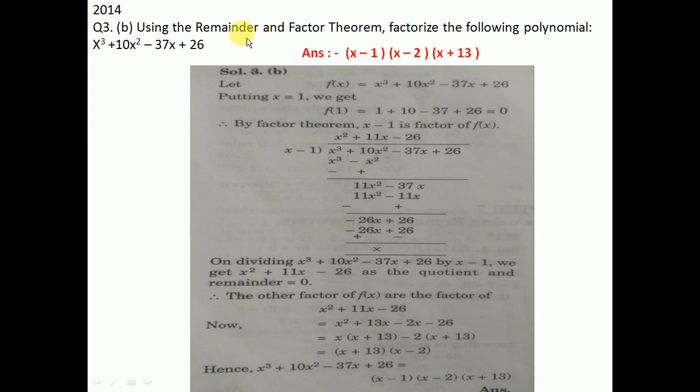So use the remainder and factor theorem. First, use the remainder to get the remainder as 0. There is one factor. Use that part separately, divide it, you get a quadratic equation, split the middle term. These are the questions that usually appear.